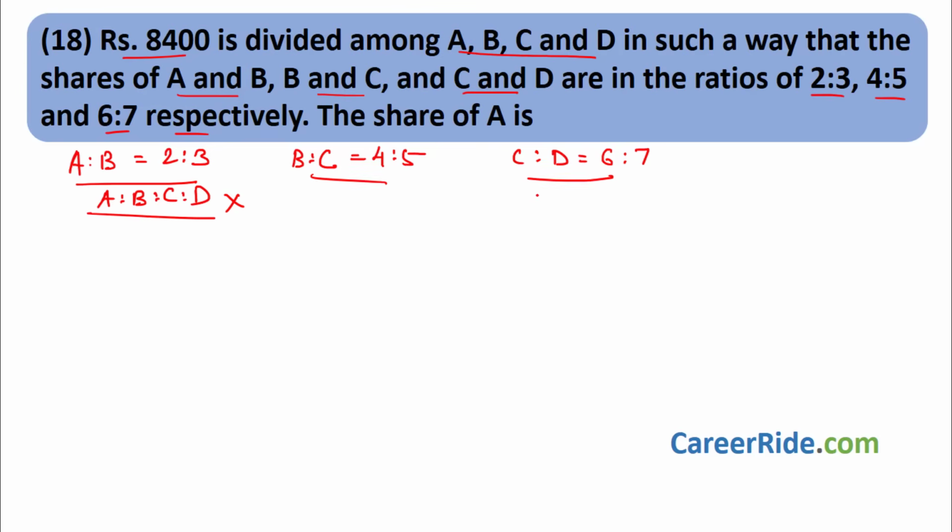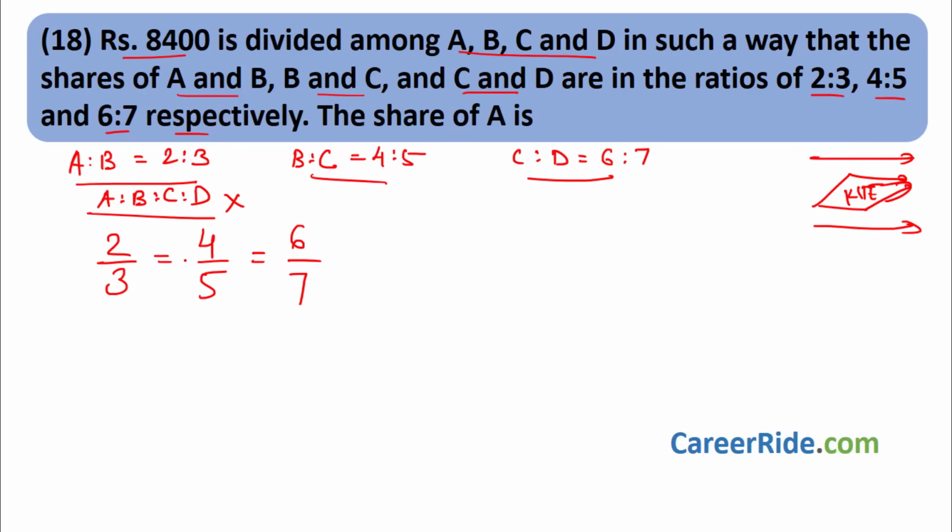Now if you see, this looks very similar to a sum which we solved earlier. What was the sum and what was the formula for getting A is to B is to C is to D? So what do we have? A is to B is 2/3, B is to C is 4/5, C is to D is 6/7, and we simply equate them, right? 3, 4.